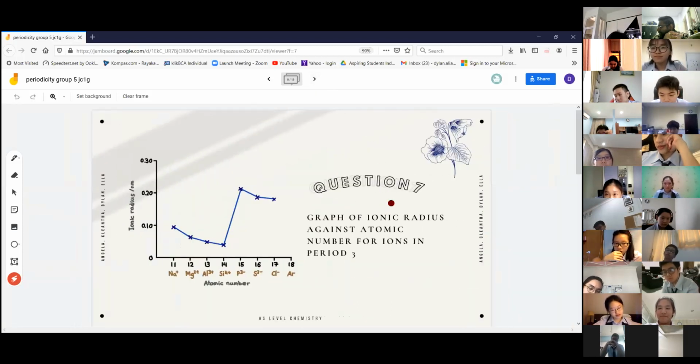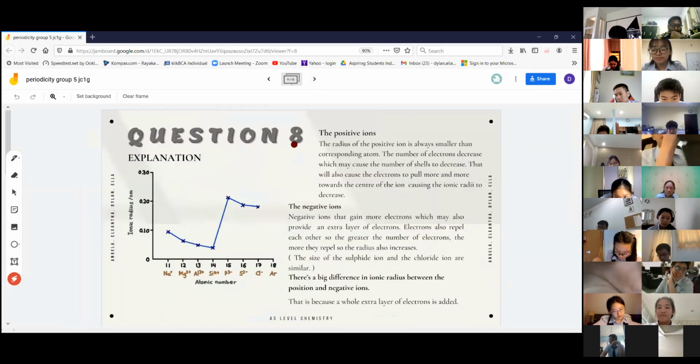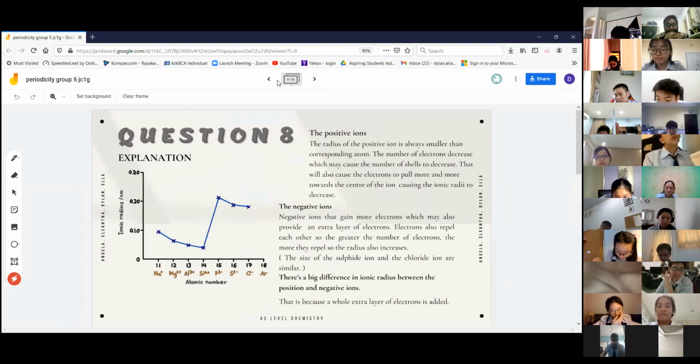Here, the graph shows the ionic radius against the atomic number for period 3. As you can see, the radius usually decreases as the atomic number increases, except between the silicon and the phosphorus, where there is a sudden and large jump. The ionic radius is the distance between the nucleus and the electron in the outermost shell of an ion.